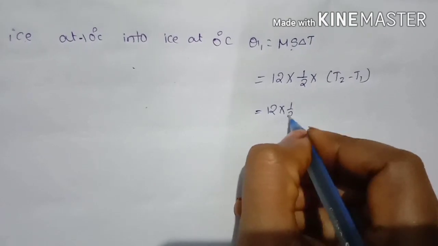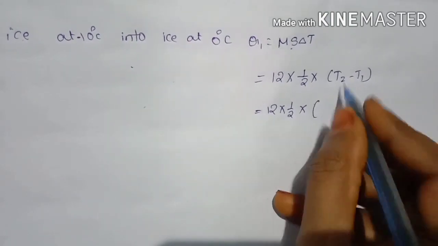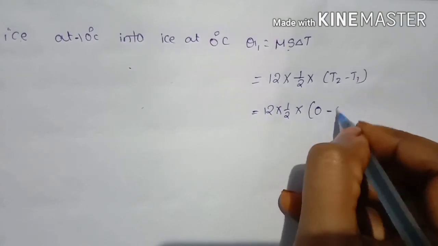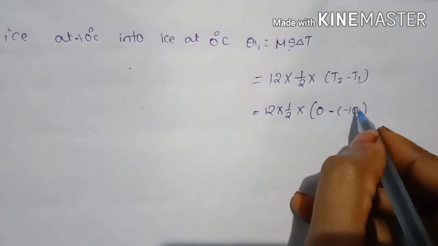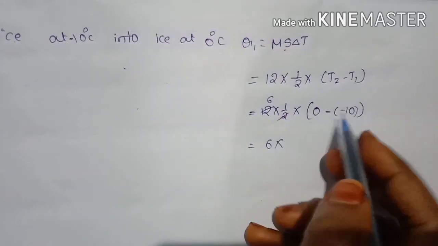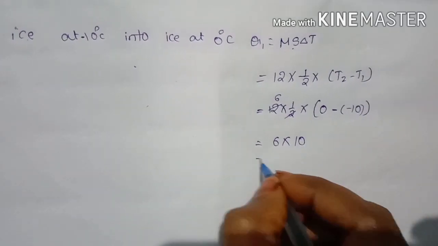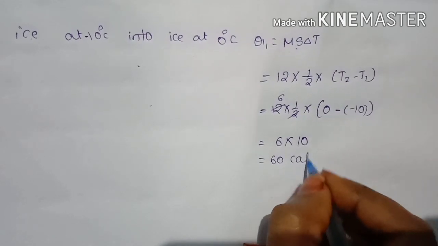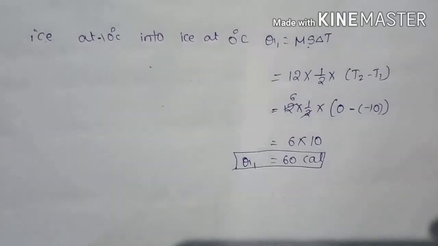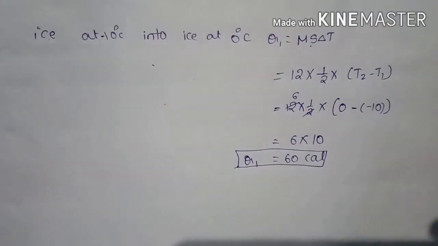12 into 1/2 into T2, which is 0 degrees, minus of minus 10. 2 sixes cancel in 12, so 6 into plus 10 gives 60 calories. Calories is the unit of heat. So Q1 equals 60 calories.